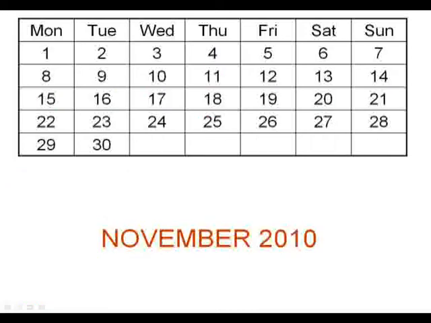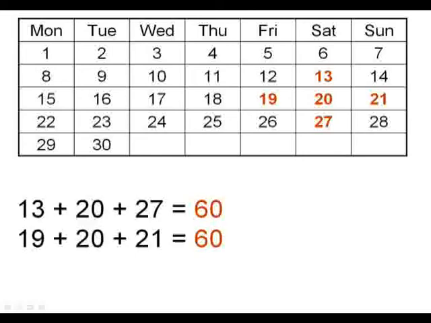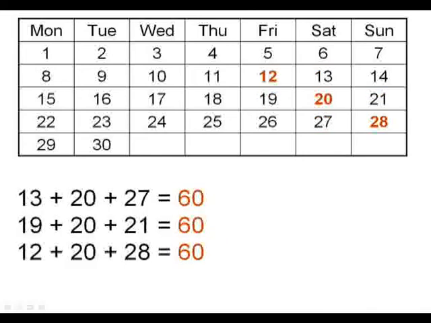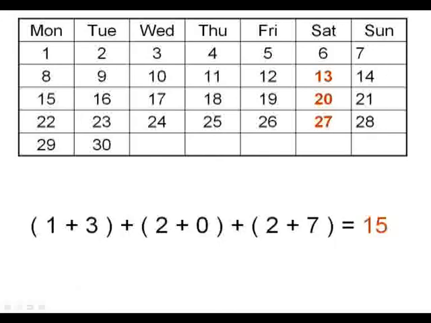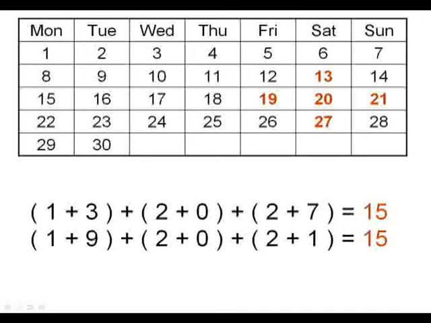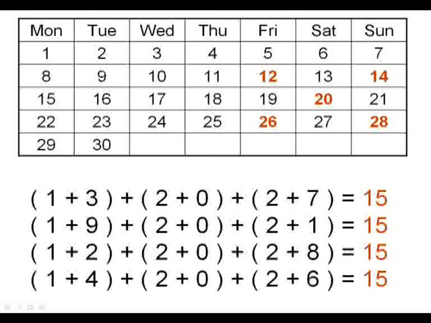In November we take a random example. We add the terms of the vertical and it gives us 60. In the horizontal it gives us 60. In the diagonal 60. And in the last diagonal it also gives us 60. If we decompose the factors in the same example, we have 15 in the vertical, 15 in the horizontal, 15 on the diagonal, and 15 in the last diagonal.